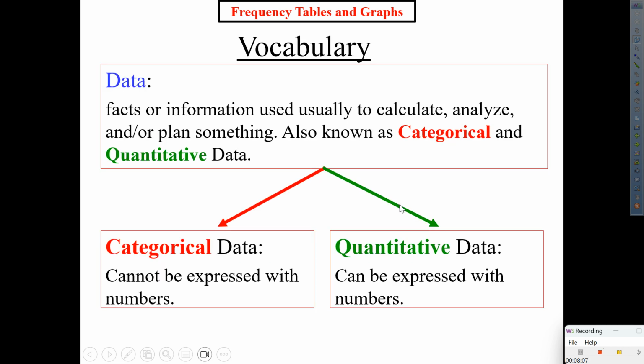So, we started with data. What kind? Categorical and quantitative. And what's the other word for categorical? Fernando? Damn, didn't miss a beat.